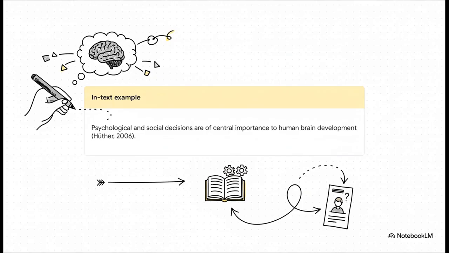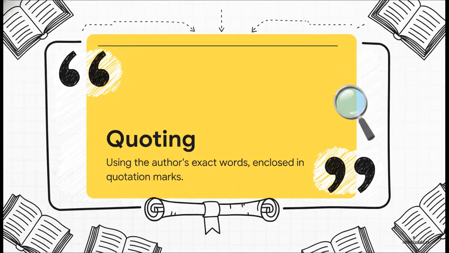You just write your sentence, and right at the end, you pop in the author's last name and the year it was published, all inside brackets. That's your signpost. Huther, 2006. Boom. Done. Okay, the second way is quoting. This is for those times when an author has just said something so perfectly, you couldn't possibly say it any better yourself. You just want to use their exact words. All you have to do is put their words inside quotation marks.